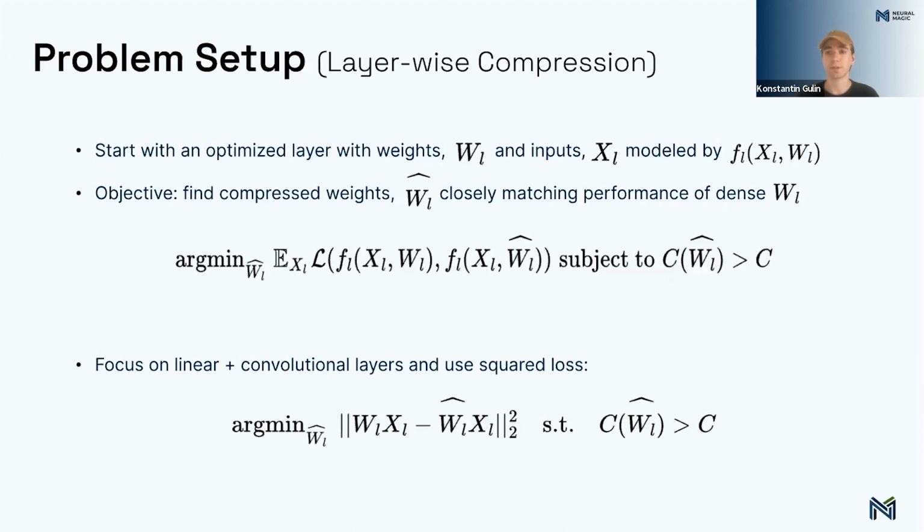And we're going to specifically focus on linear and convolutional layers, which end up comprising most of what the large modern models use anyway. And we're going to use squared loss. That compresses down the equation above. We just have the squared loss of the outputs between our original dense layer and our compressed layer.